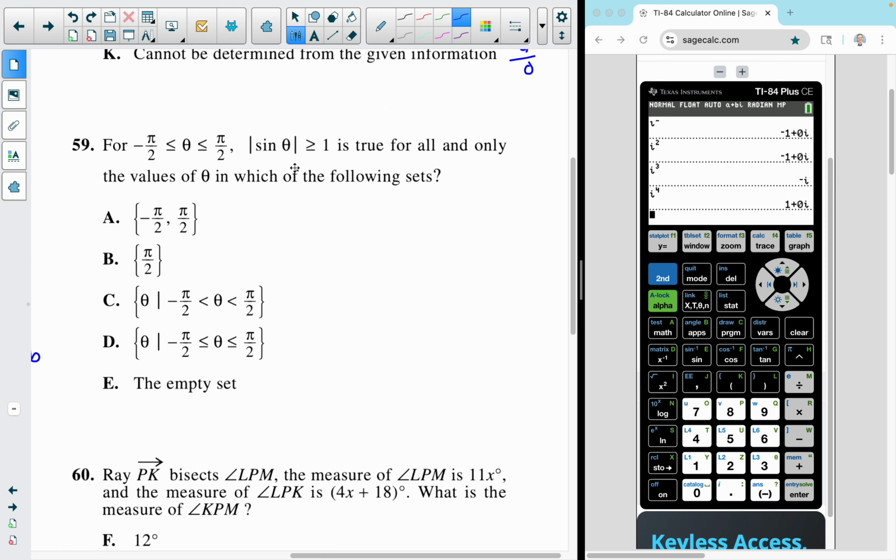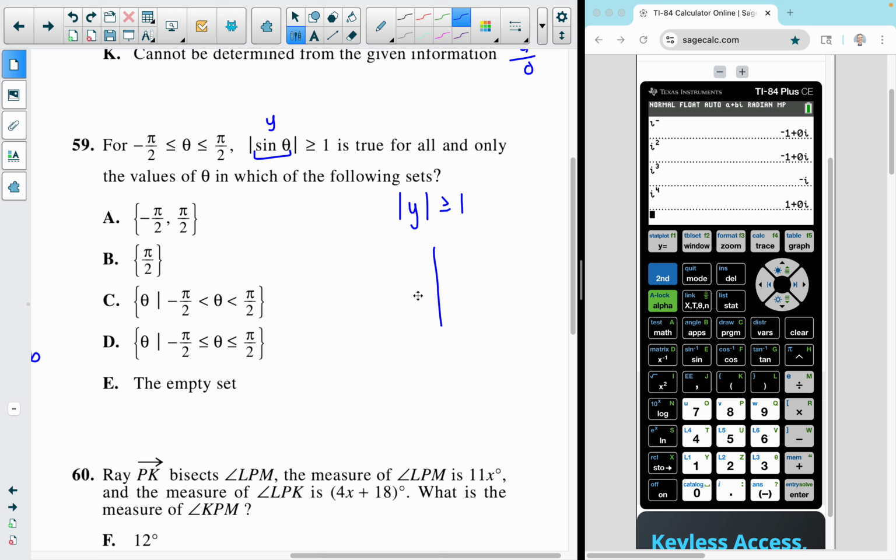Question 59 says, for negative pi over 2 to pi over 2, the absolute value of sine of theta is greater than or equal to 1 is true for all and only the values of theta in which of the following sets. Okay, so sine really means y. So we're really looking at the absolute value of the y coordinate is greater than or equal to 1.